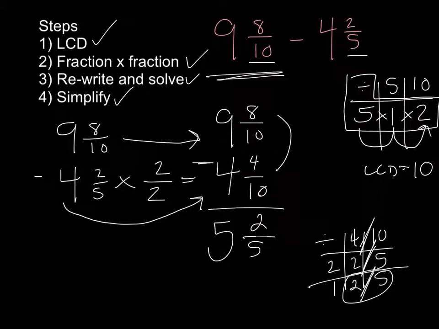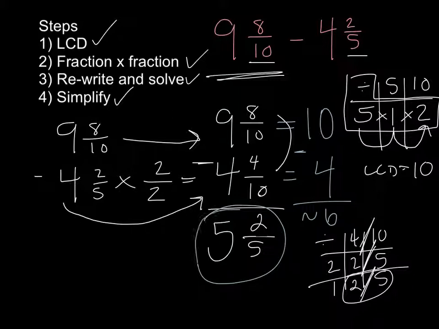To check my answer, I'm going to use estimation. 9 and 8/10 is close to being 10. 4 and 4/10, since 4/10 is less than a half, we'll say this is close to being 4. 10 minus 4 is about 6. And my answer was 5 and 2/5, which is close to 6. So I can assume that my answer is a reasonable answer.